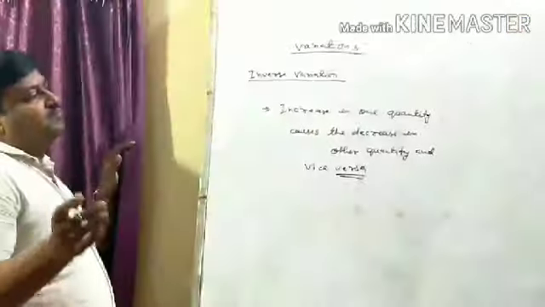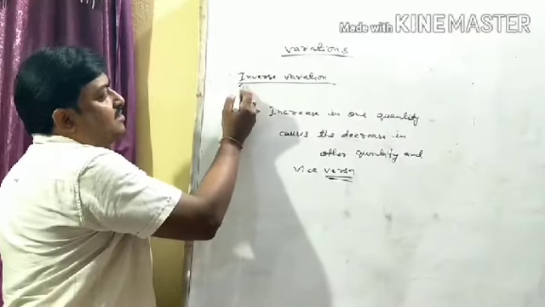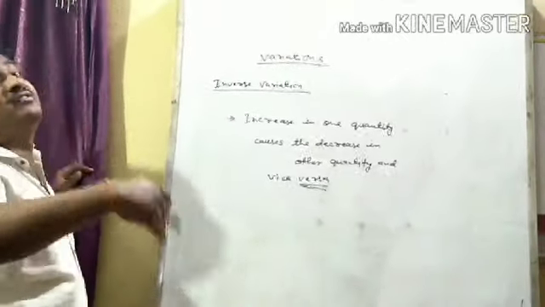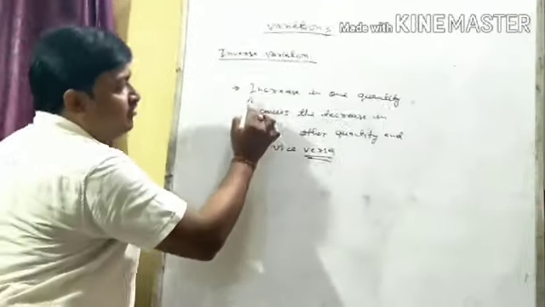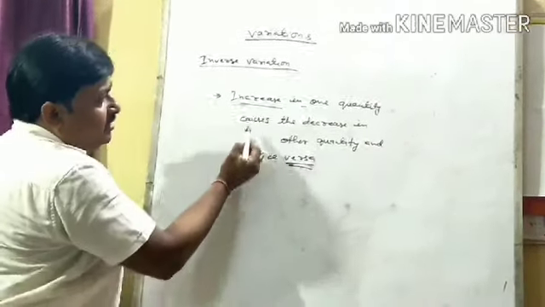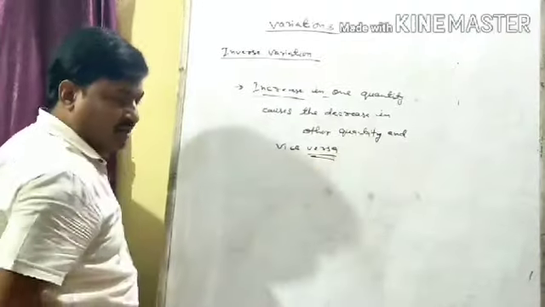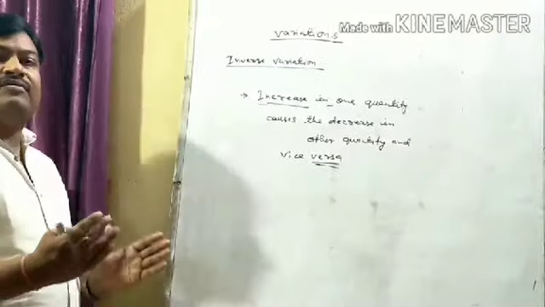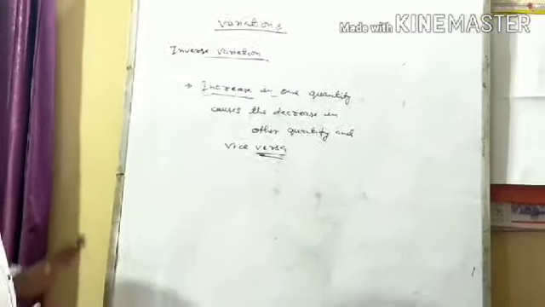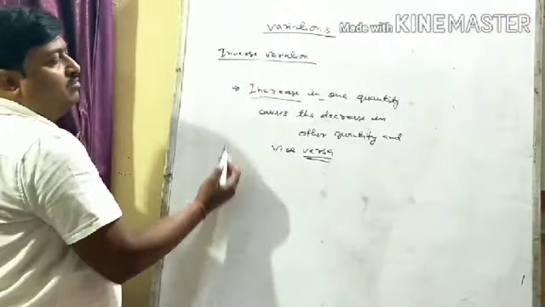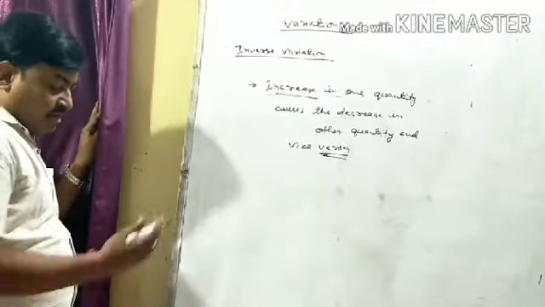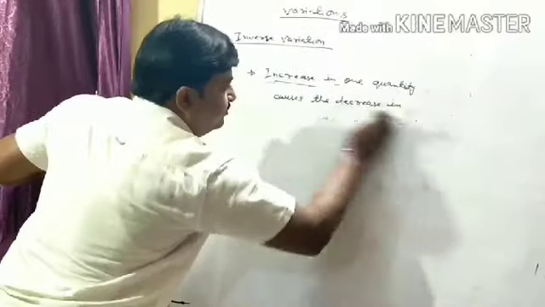Now the second type of variation is inverse variation. Inverse variation means reverse variation. In inverse variation, an increase in one quantity will cause a decrease in the other quantity. That means if the value of one quantity increases, the value of the other quantity will decrease, and vice versa. If the value of one quantity decreases, the value of the other will increase. See the example.